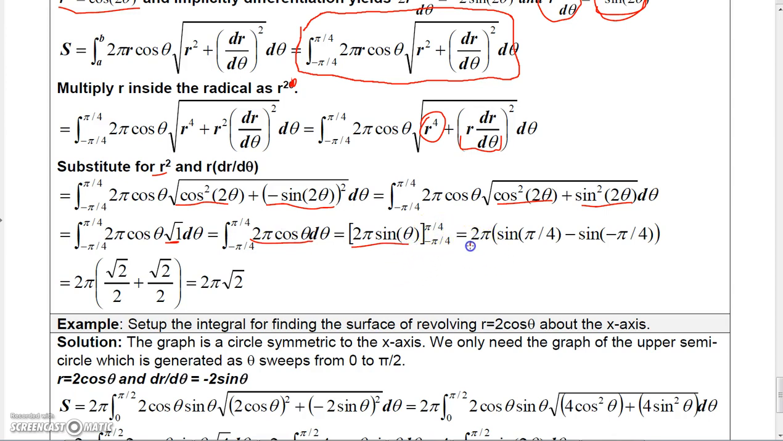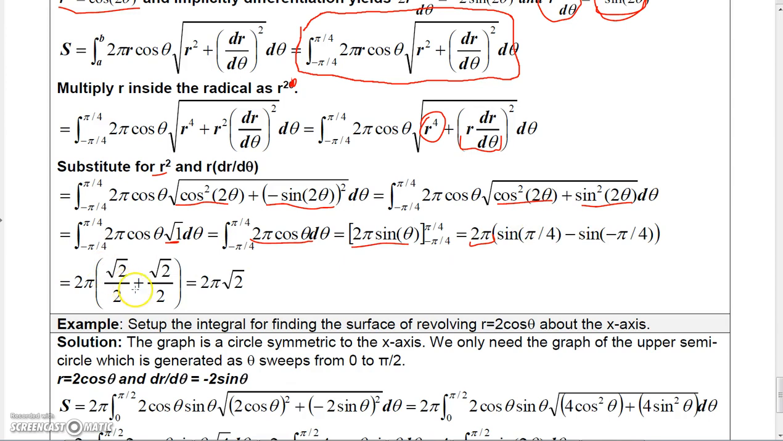And so we can keep the 2 pi out here if we want to. And so we have sine of pi over 4 minus sine of minus pi over 4. Well, sine of pi over 4 is square root of 2 over 2. And then sine of minus pi over 4 is minus square root of 2 over 2. So we have minus minus square root of 2 over 2.